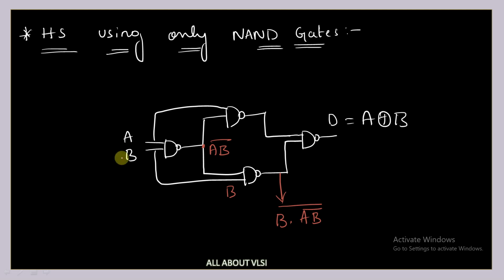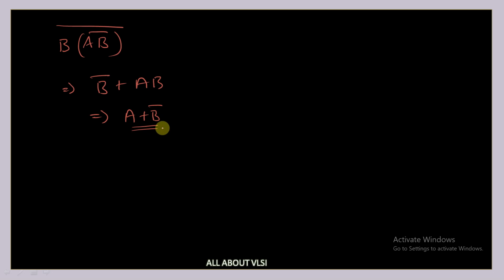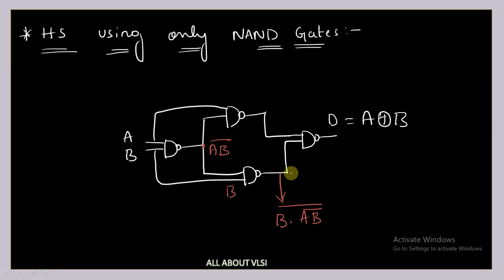If I try to solve this, B into (A B bar) whole bar, what am I getting? B bar plus AB. If I apply the distributive law, it is going to become A plus B bar. But what I need is A bar B, right? So I am going to apply it to one more gate, which acts as a NOT gate, so that this whole bar will be removed.